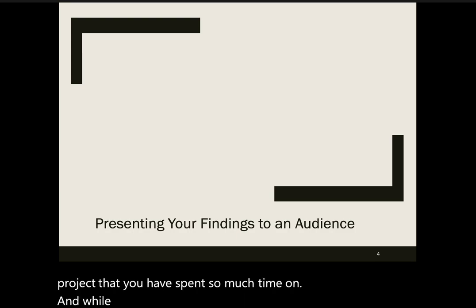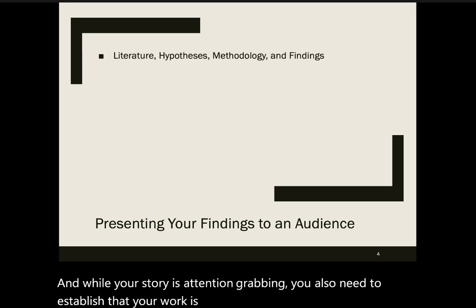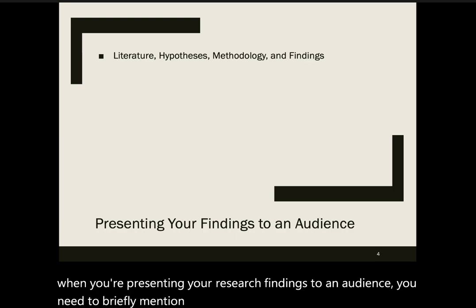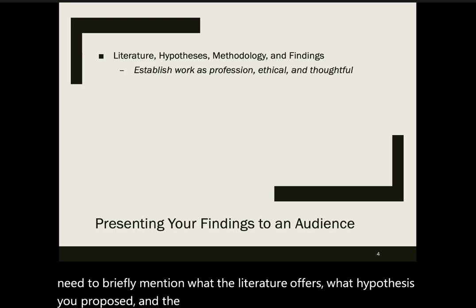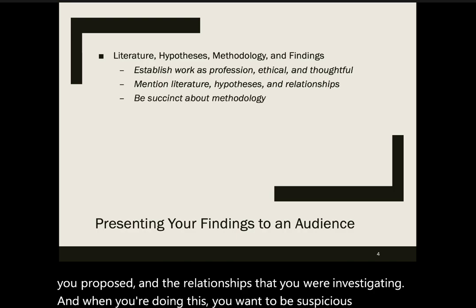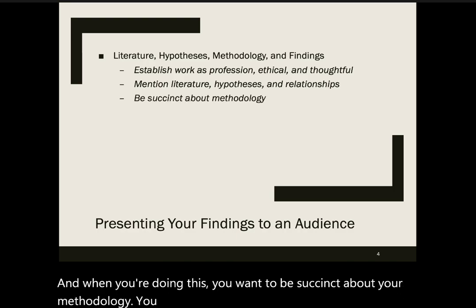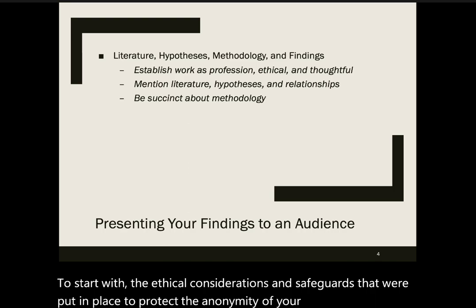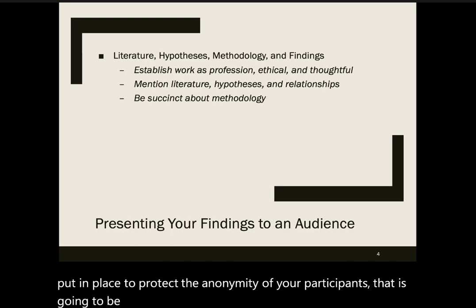And while your story is attention grabbing, you also need to establish that your work is professional, ethical, and thoughtful. So, when you're presenting your research findings to an audience, you need to briefly mention what the literature offers, what hypotheses you proposed, and the relationships that you were investigating. And when you're doing this, you want to be succinct about your methodology. You really want to start with the ethical considerations and safeguards that were put in place to protect the anonymity of your participants. That is going to be a huge component of your methodology.